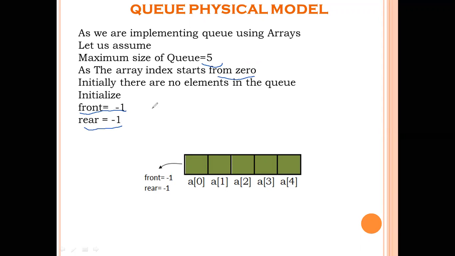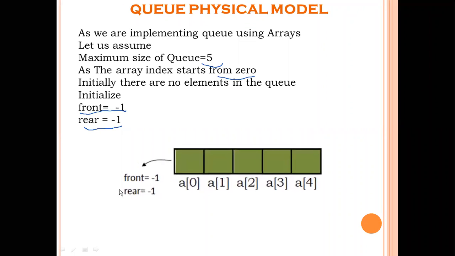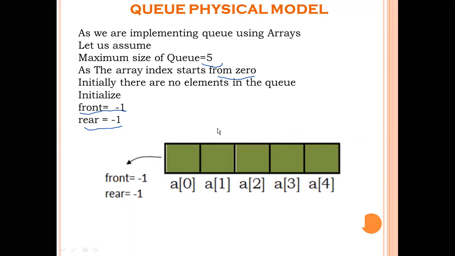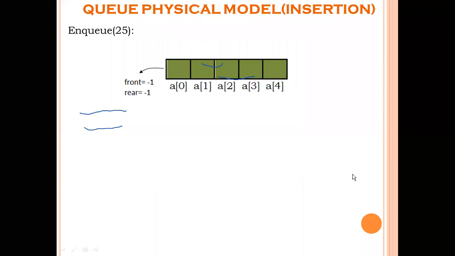From the front end, we can perform the deletion. From the rear end, we can perform the insertion. So this is the initial representation of empty queue. Front and rear are set to -1. There is no element in the queue. Now let us try to insert the elements one by one into the queue.